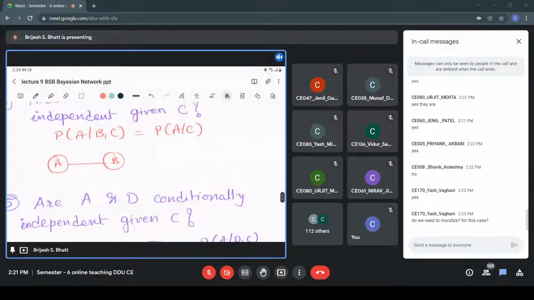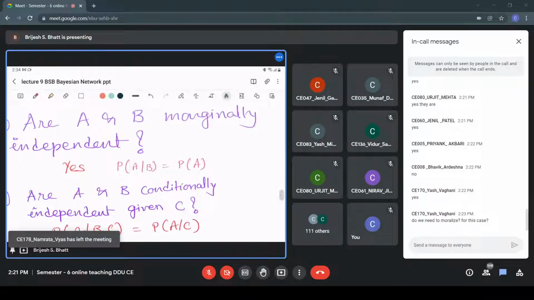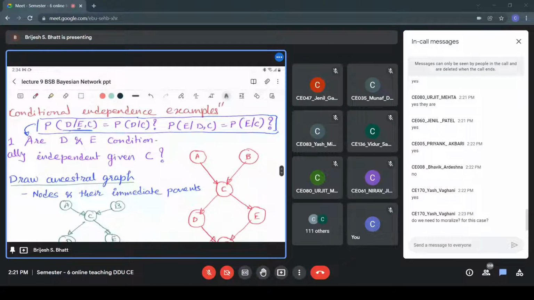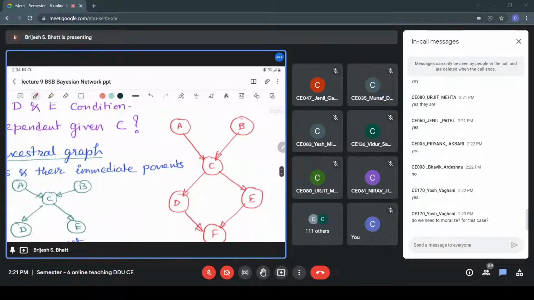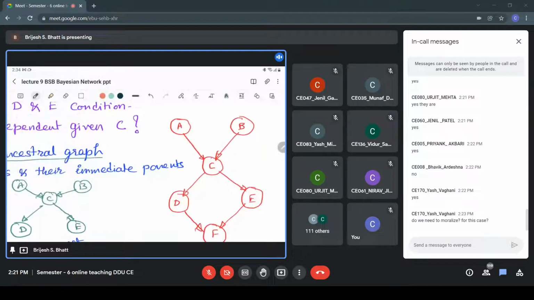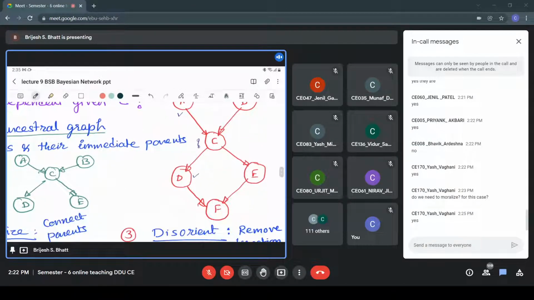One more question. Are A and D conditionally independent given C? Let's see what we are talking about. We are talking about A and D given C. We are given C and we are asked whether A and D are conditionally independent or not. So we'll take a graph of A, C, and D, moralize it, and see what happens. Finally, we remove the C and figure out whether they are independent or not.